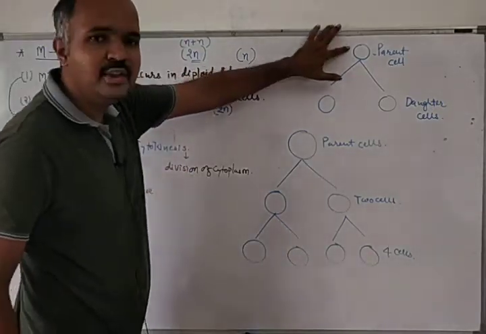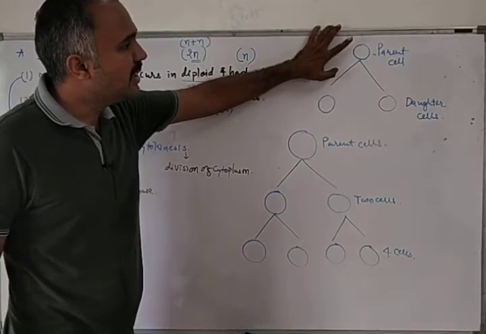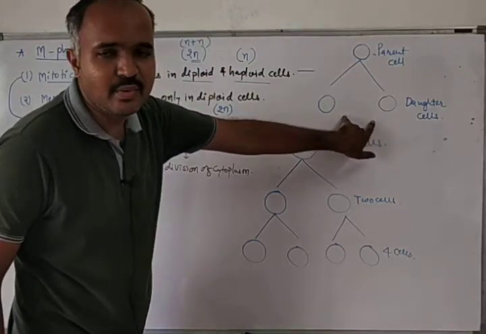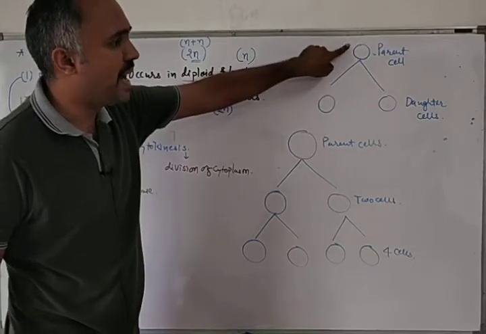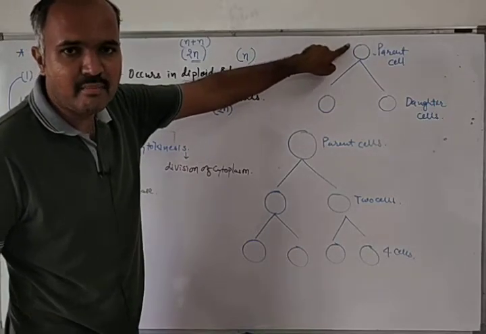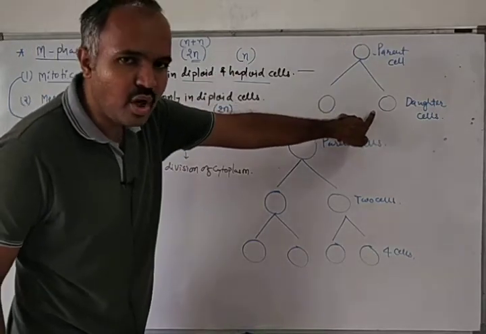When the cell divides via the mitotic method, it will give rise to two daughter cells. When the parent cell divides via the mitotic method, it gives rise to two daughter cells.